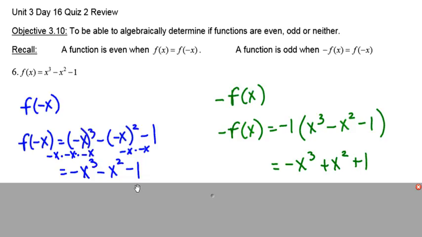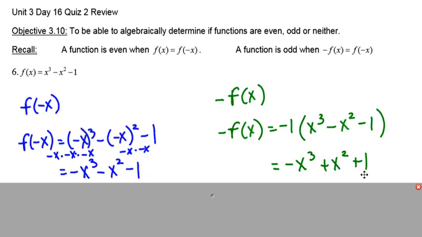When we're looking at our symmetry through the origin, taking the opposite of the entire function, we're distributing essentially a negative 1 to each term. So we have negative x to the third plus x squared plus 1.